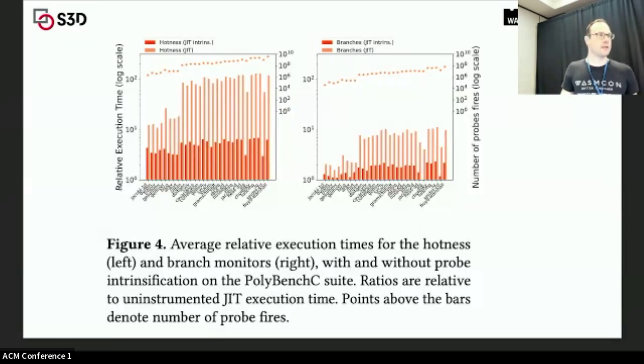The right graph is for the branch monitor. Every branch is instrumented and it will record the direction of every branch. We see the overheads are overall smaller because there are fewer branch instructions, maybe 1 in 5. Basically the overhead goes from a factor of 10 to about a factor of 2. And again, this is in JIT code. So this means that you can have a branch monitor that records all the control flow data and has about a 2x overhead on execution time.